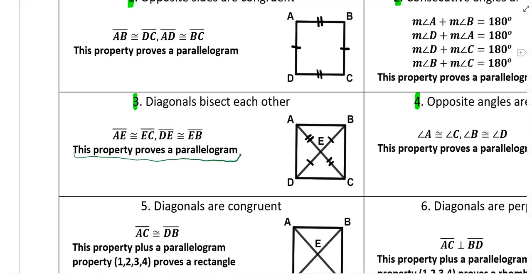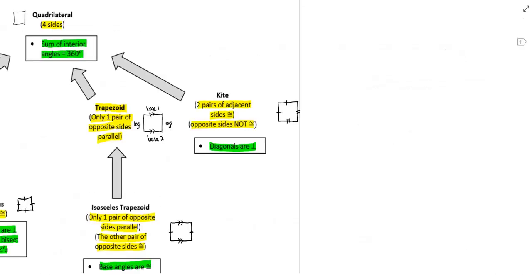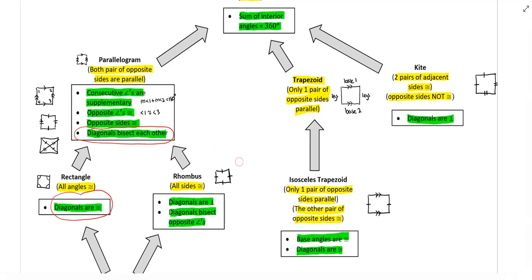And so if we look at this, we have our diagonals bisecting each other. So we know it's a parallelogram. Could we do better? It's a parallelogram, but is there anything that indicates it's a rectangle or a rhombus? How far down this line can we go?